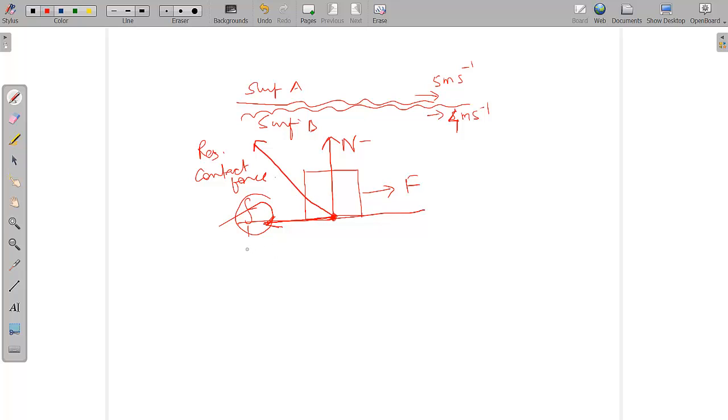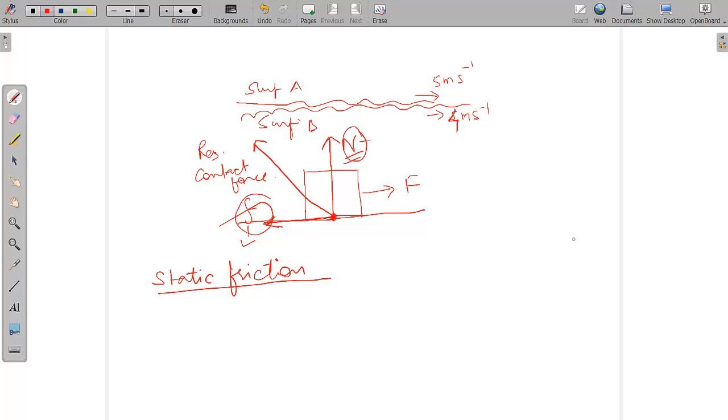Now the friction force depends on the normal contact force also. The friction force acting between the surfaces depends on the normal contact force which is acting between the surfaces. There will be some terms coming. Let's first study what static friction is.